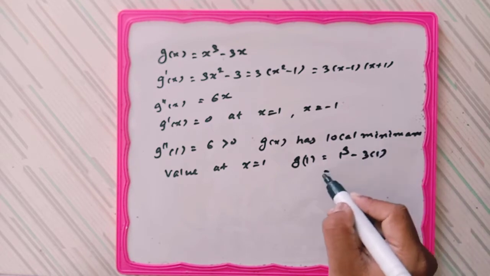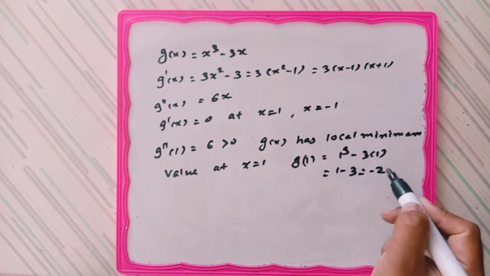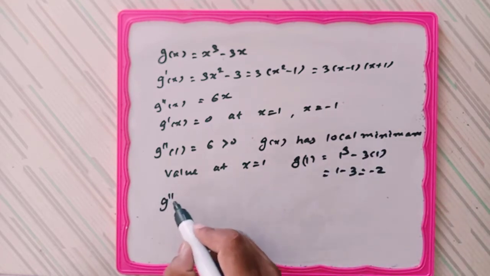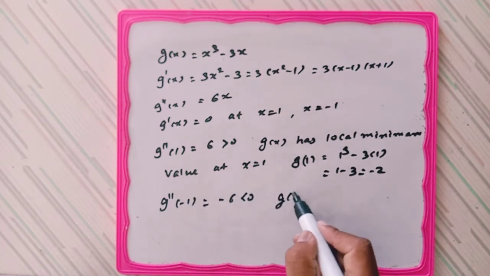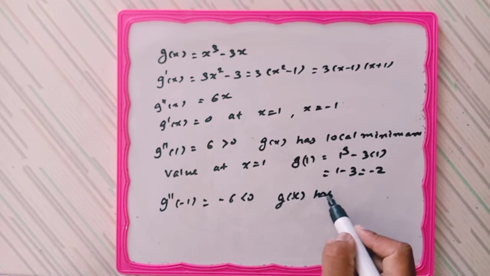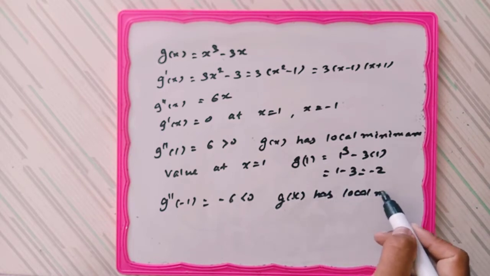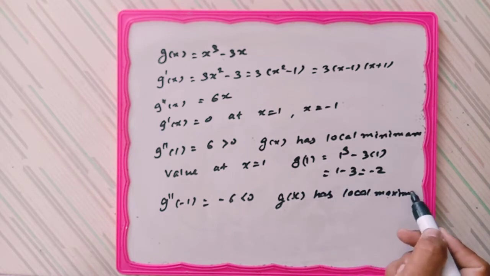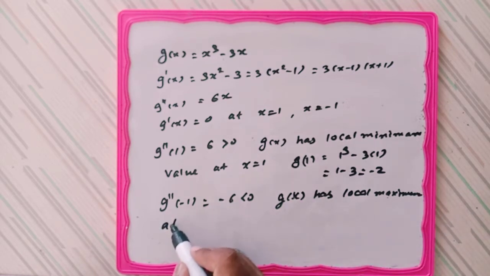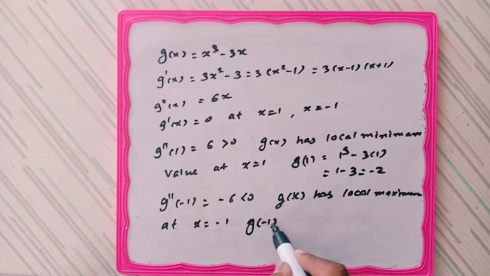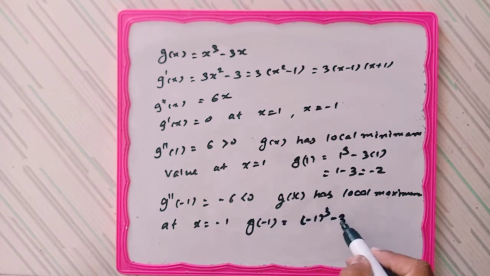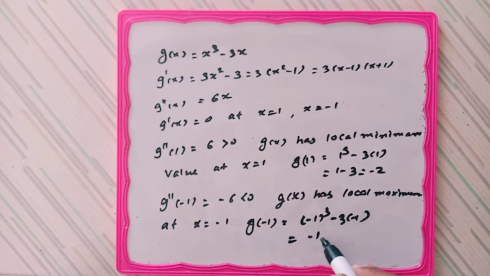And that will be g(1) equals 1 cube minus 3 into 1. So 1 minus 3, minus 2. And g double dash minus 1 we take, then minus 6, less than 0. So g(x) has local maximum at x equals minus 1, and that will be g(minus 1) equals minus 1 cube minus 3 into minus 1. So it is minus 1 plus 3, which is 2.